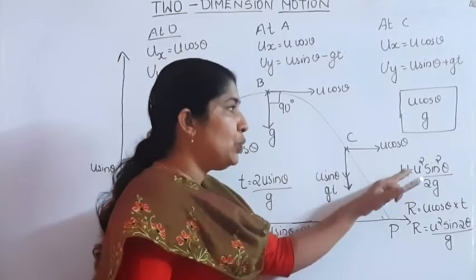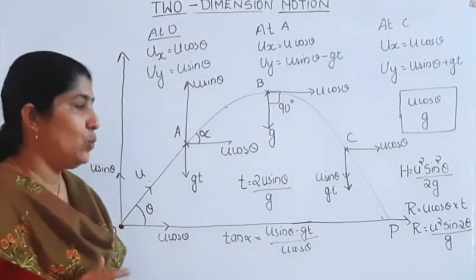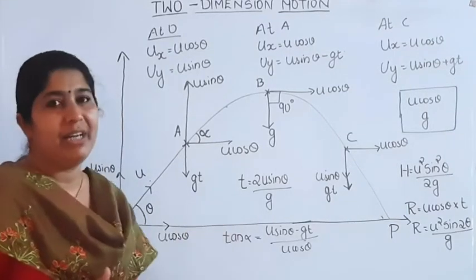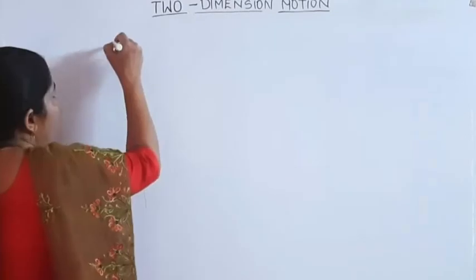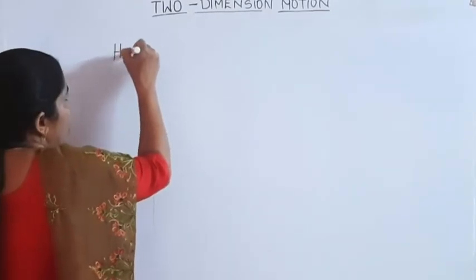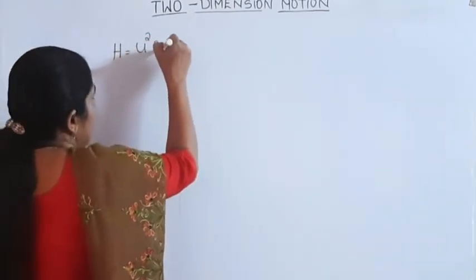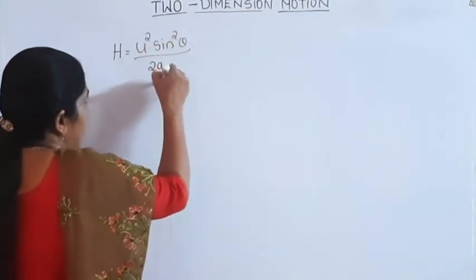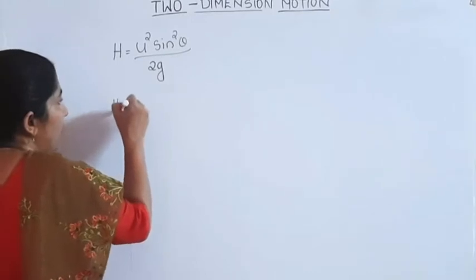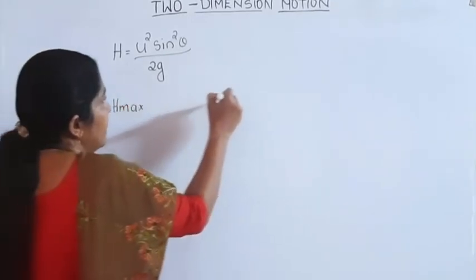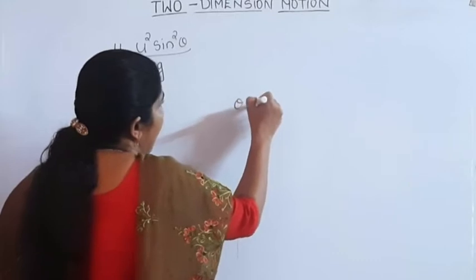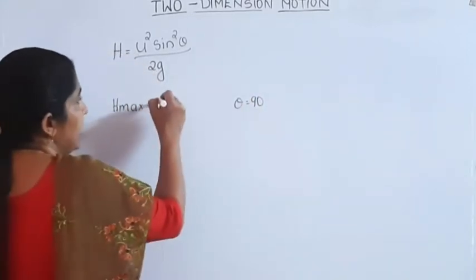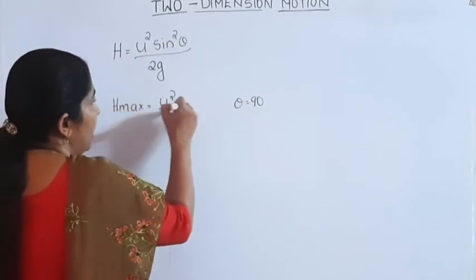Height h is equal to u square sine square theta divided by 2g, and range r is equal to u square sine 2 theta divided by g. Maximum height h is equal to u square sine square theta divided by 2g. Height is maximum when theta is equal to 90 degree. Maximum height is then equal to u square divided by 2g.